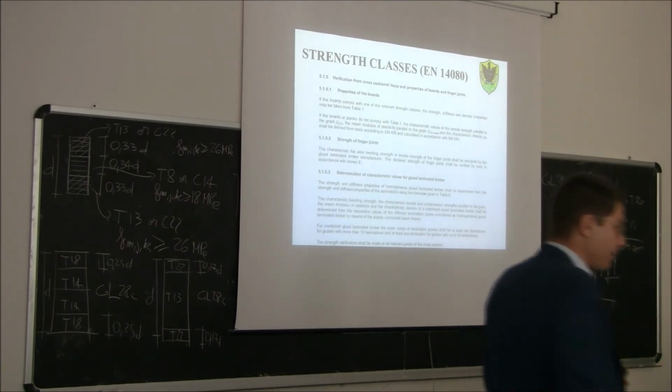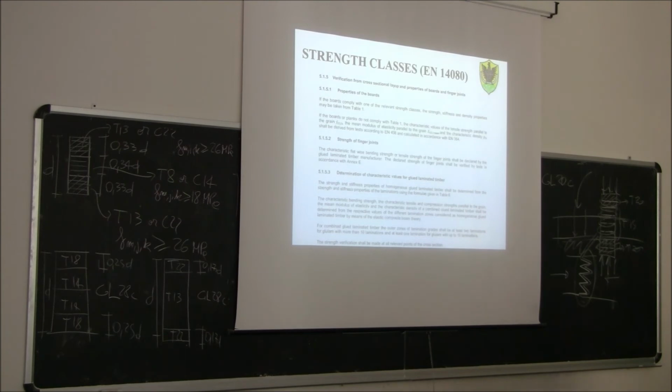This was the first way. I said before there are 3 methods. This was the first method. The second method is basically to use some formulas: verification from the cross-sectional layout and properties of both boards and finger joints. The strength and stiffness properties of homogeneous glue-laminated timber shall be determined from the strength and stiffness properties of the lamination using the formula given in table 6.